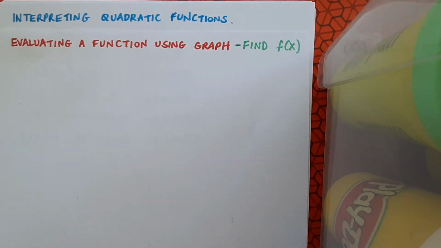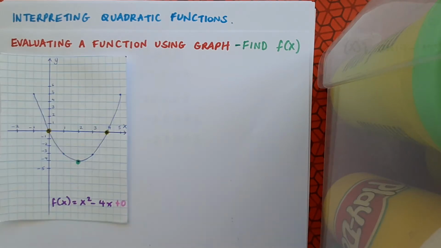First thing that I want to look at in this video is evaluating a function using a graph. So what I mean by this is finding the output or the solution for an f of x. Now I say f of x here, but I've called my functions all different things, f of x and g of x and h of x and so on. So I'll be looking for the output for each of those, again using the graph.